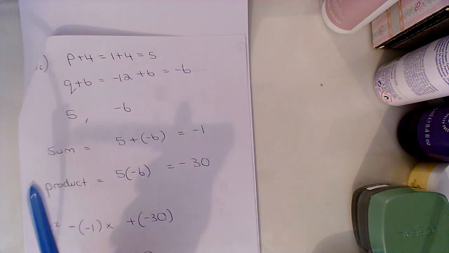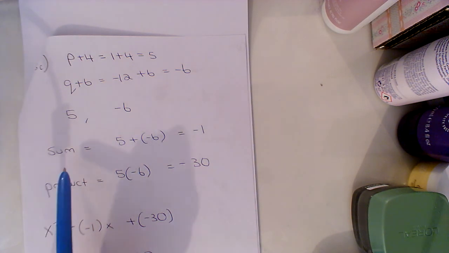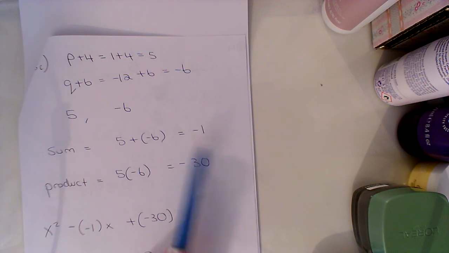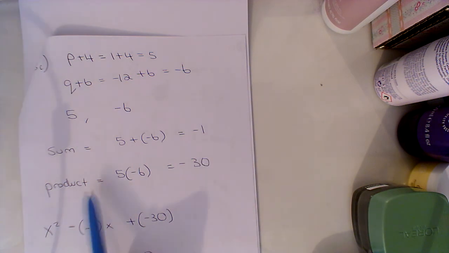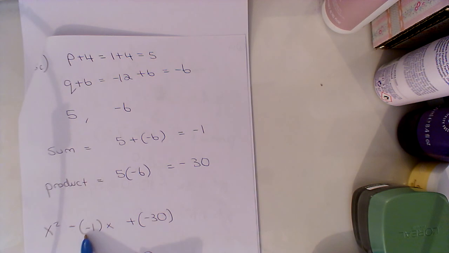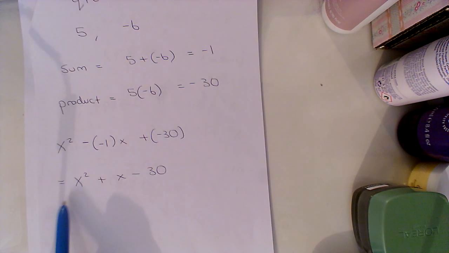So then I'm going to do the root the way that I showed you today. So the sum is equal to 5 plus minus 6, that's equal to minus 1. My product then is equal to 5 times minus 6, that's minus 30. Then I have x squared minus the sum plus the product. So I have x squared minus, the sum was minus 1, x plus my product is minus 30. So I have then x squared plus x minus 30 as my final answer.